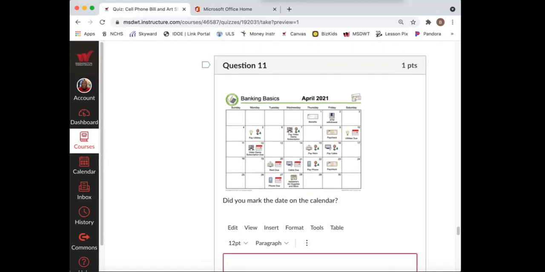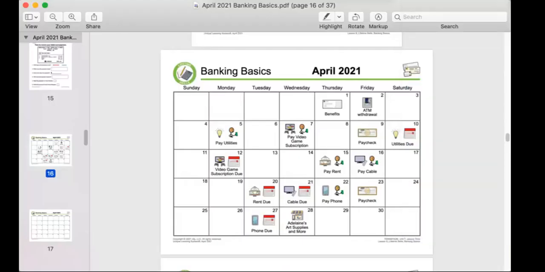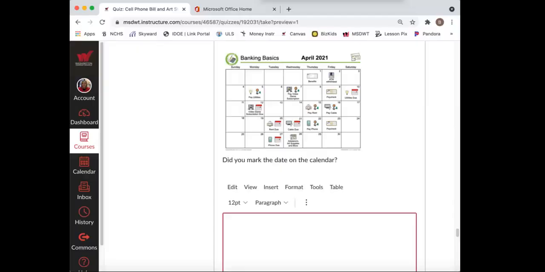Okay, so now we need to get out our calendars. And for this one, it says, did you mark the date on the calendar? Okay, so for the calendar, you have to write Adeline's art supply, your purchase there. And that is right here on the 28th. So make sure you write Adeline's art supplies and more, or you can write art supplies. That's fine too, but put it on Wednesday, the 28th. Okay. So now we're going to do the next question. Actually, so that says, did you mark the date on the calendar? And you're going to write yes.